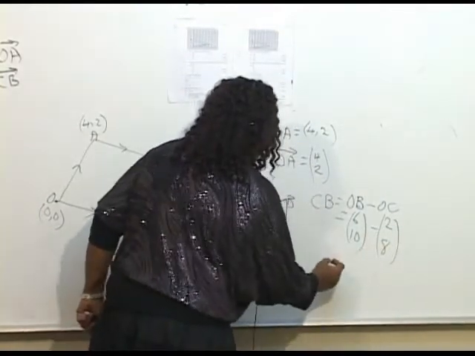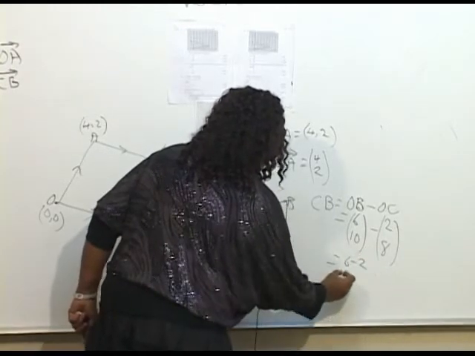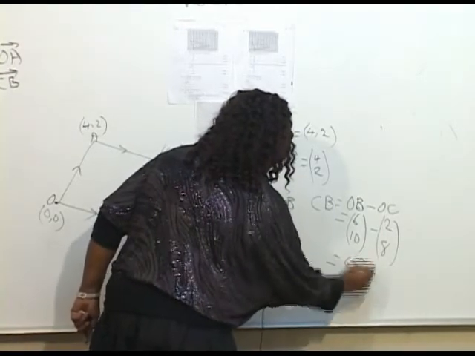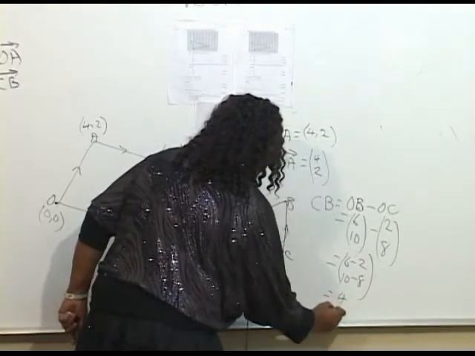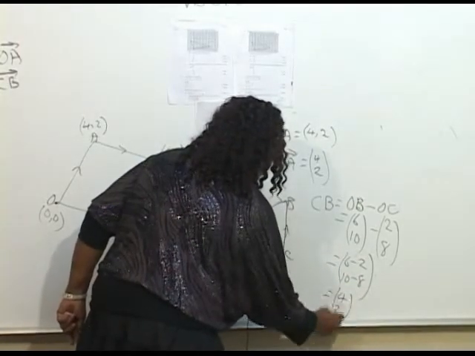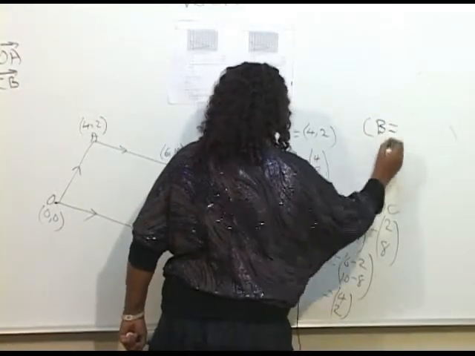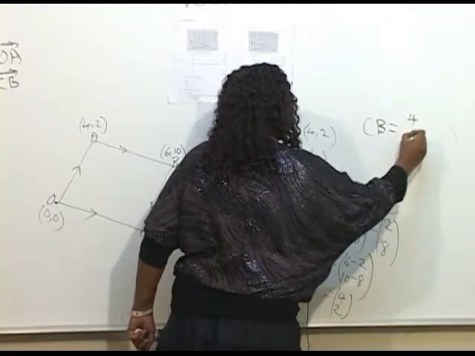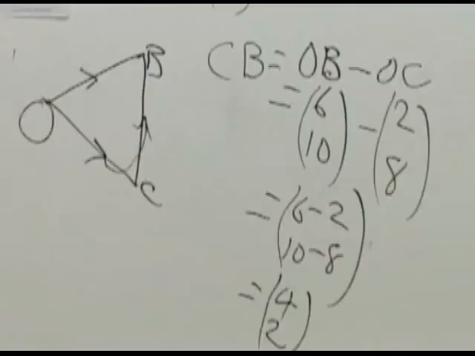Here again, it's now equal to 6 minus 2, 10 minus 8. And so we're getting our answer. It is 4 and it is 2. So in terms of our column vector, and in the form prescribed for us, the answer would have been equal to (4, 2).